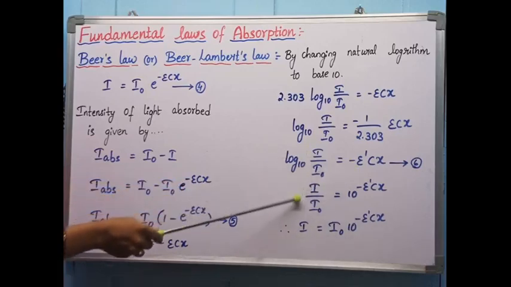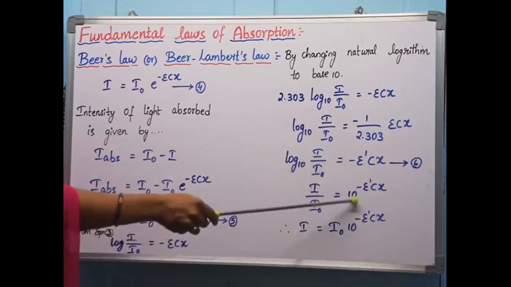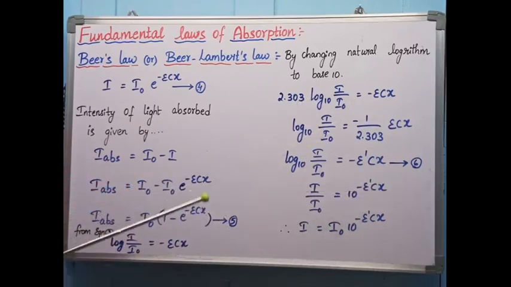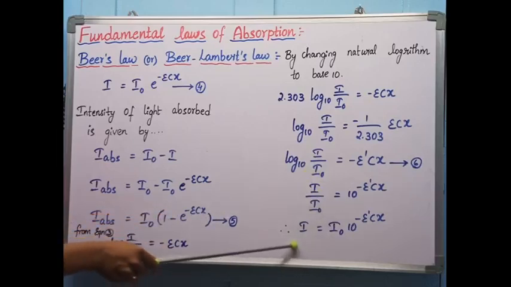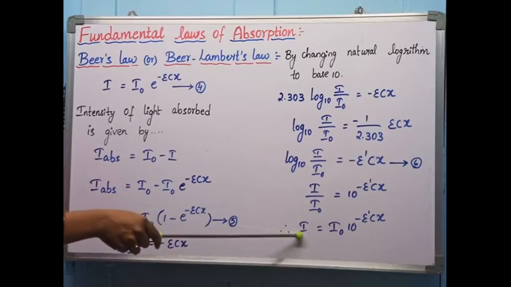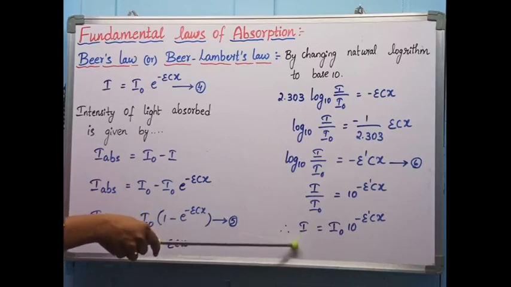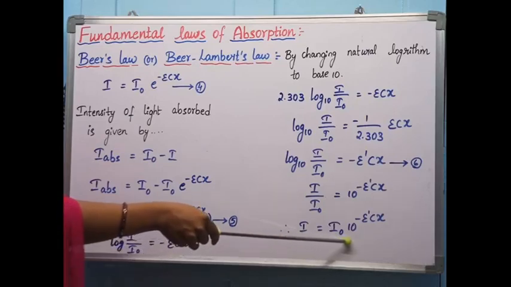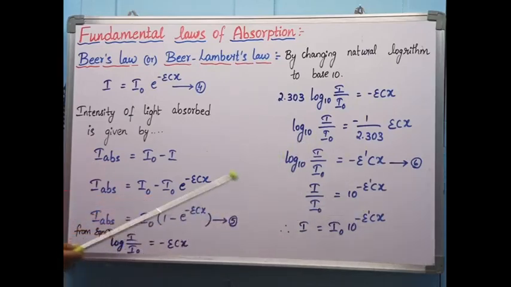Okay. So now I by I naught, if I bring this log 10 to this side, then 10 power minus epsilon dash Cx. So from this I am calculating the I value, that means the intensity of radiation after passing through the medium with some thickness. Therefore I is equal to I naught 10 to the power of minus epsilon dash Cx. So I got the I value now.